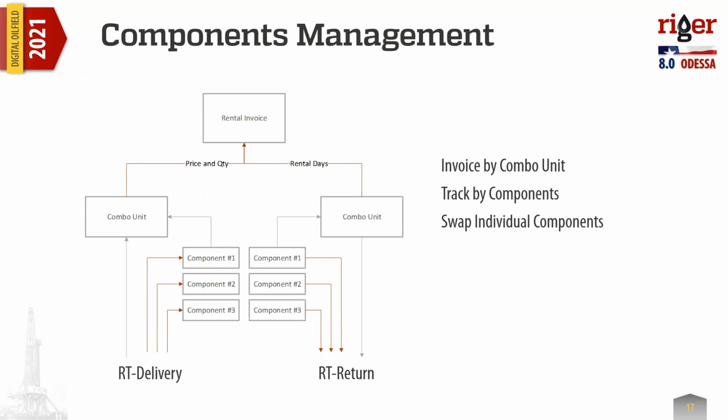Swapping function, yeah, we track every combo unit by their components, obviously, and we have the ability to track all the components separately. And the invoice for the job can include combo unit information as just a single line, or it can actually be an exploded view, and you can see all the components inside the combo unit if you require so for your clients.